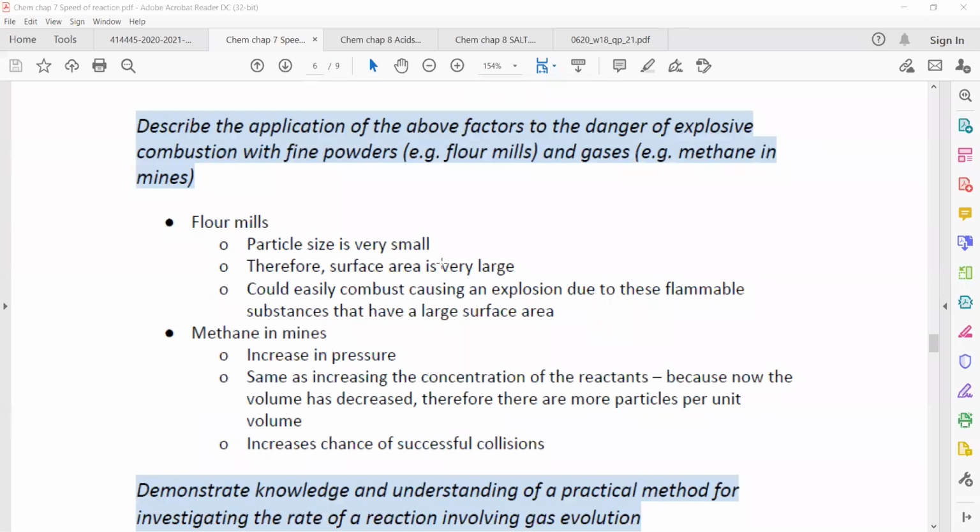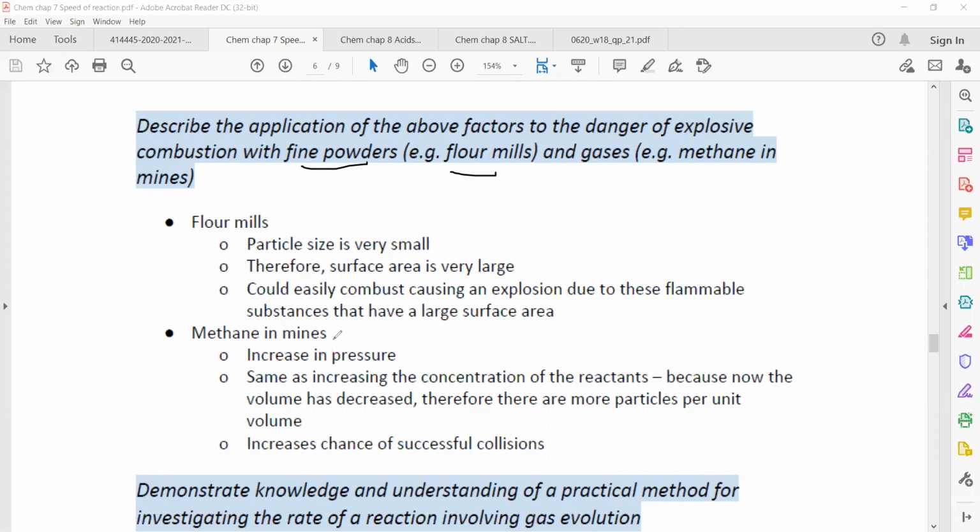Then describe the application of a factor. If you remember, there were MCQs as well related to this part. Like dangers of explosive combustion with fine powder, such as in a flour mill or methane mines. In flour mills, the particles are very small, therefore the surface area is large and they could easily burn and cause an explosion. Flammable substances have a large surface area.